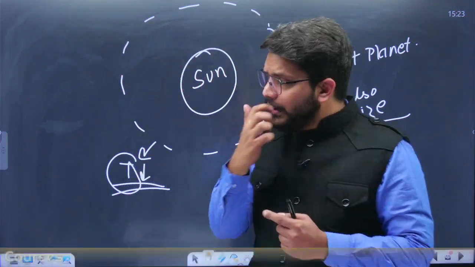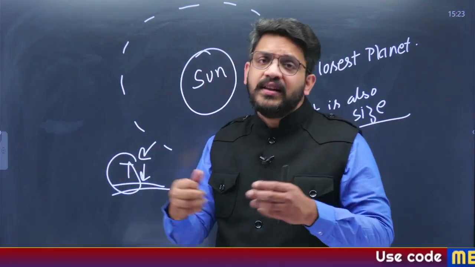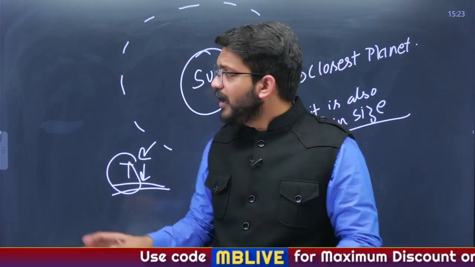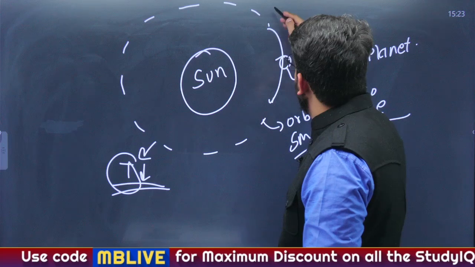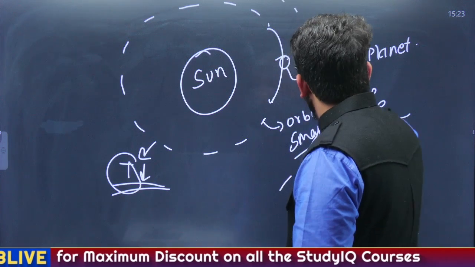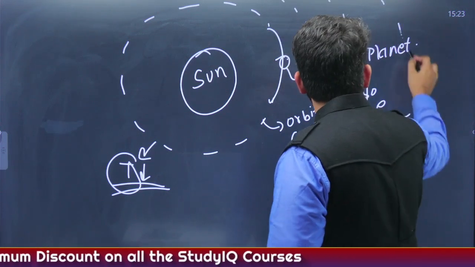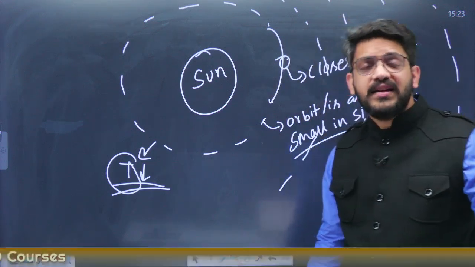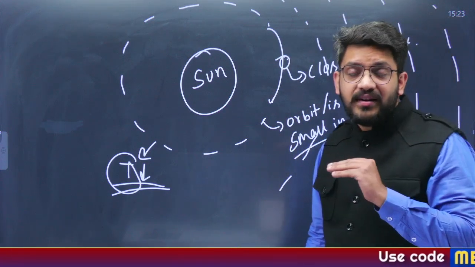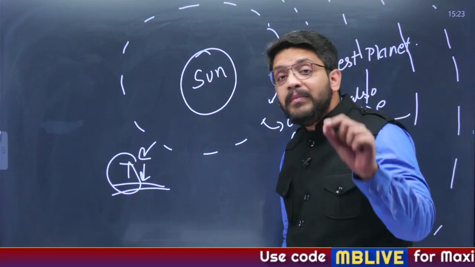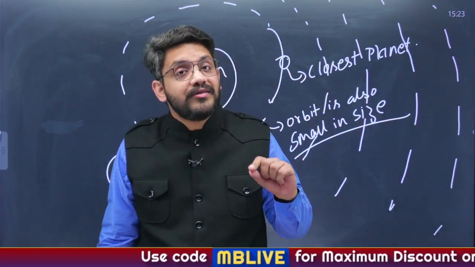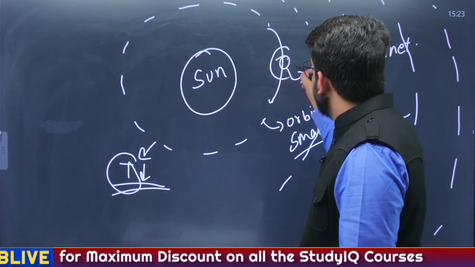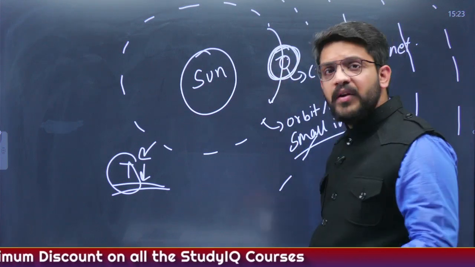If you are running and the distance is very less, that means you will complete that distance in a very small amount of time. Similarly, if we go away from the sun, you will find the length of orbit is increasing. If the length of orbit is increasing, that means the time taken to complete one revolution is also increasing. That means the smallest time to complete the revolution is of Mercury.